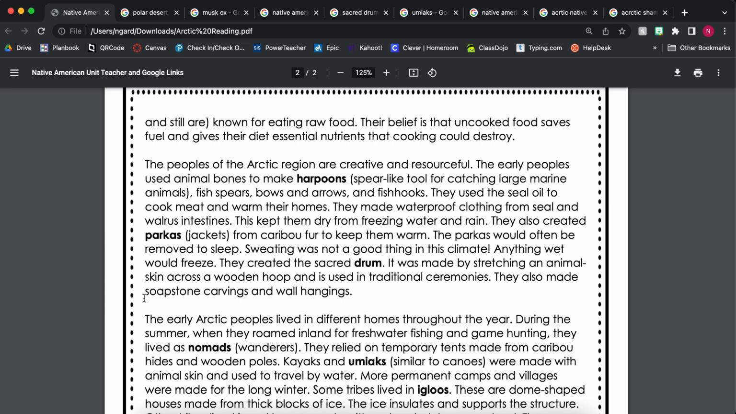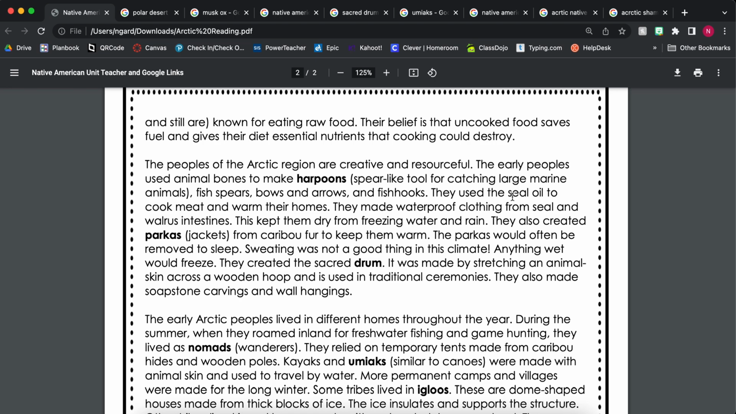Okay, the people of the Arctic region were creative and resourceful. They would have to be, right? To live and survive in that type of area, they would really have to be. So they used animal bones to make harpoons. We saw harpoons yesterday with the Northwest Coast Native Americans, right? Those things would be used for hunting the whales and the seals and the sea lions. Fish spears, bows and arrows, and fish hooks they would create.